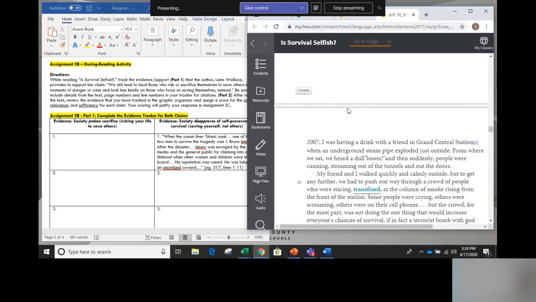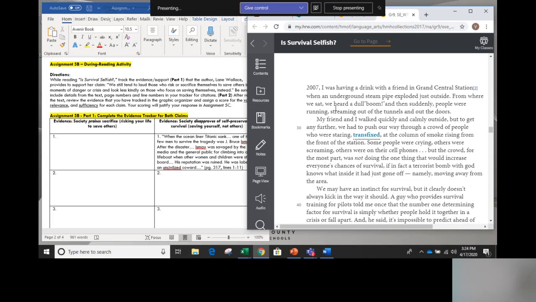In July 2007, I was having a drink with a friend in Grand Central Station when an underground steam pipe exploded just outside. From where we sat, we heard a dull boom, and then suddenly people were running, streaming out of the tunnels and out the doors. My friend and I walked quickly and calmly outside, but to get any further, we had to push our way through a crowd of people who were staring, transfixed, at the column of smoke rising from the front of the station. Some people were crying, others were screaming, others were on their cell phones.